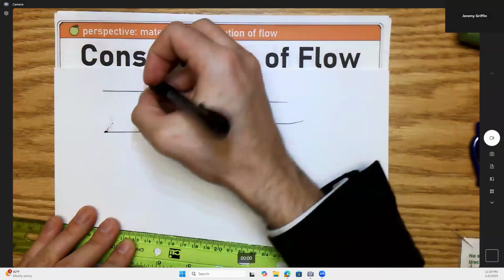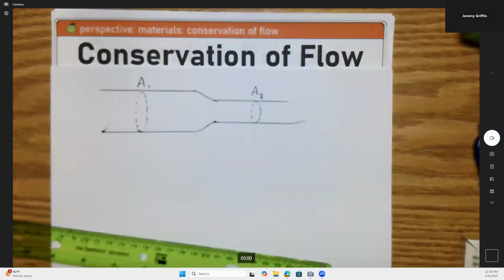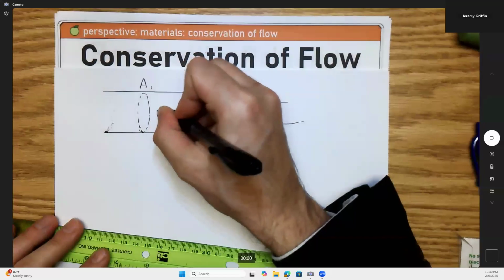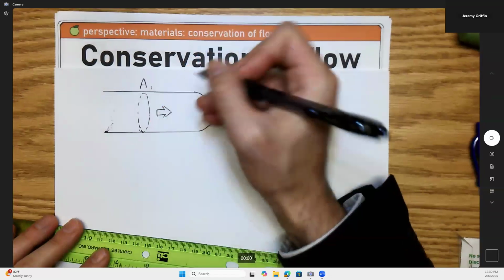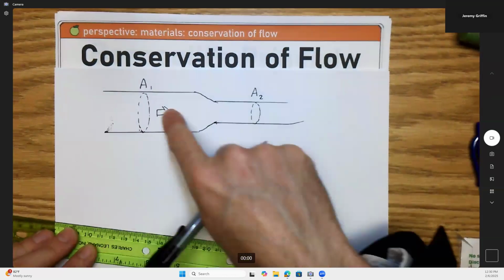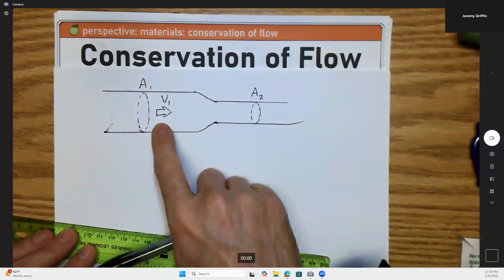So I'll call this A1 and A2. A for cross-sectional area of a pipe. Now let's have some water flowing through. So there could be some speed of the water. Suppose you're watching some debris float by, you put a radar gun on it, it's going to read some speed. I'll call it V1. V for velocity, like speed.